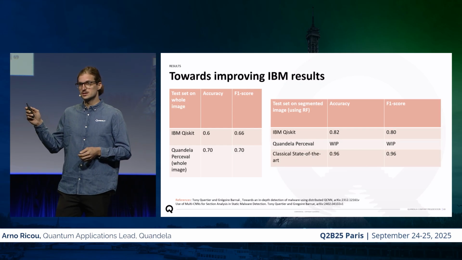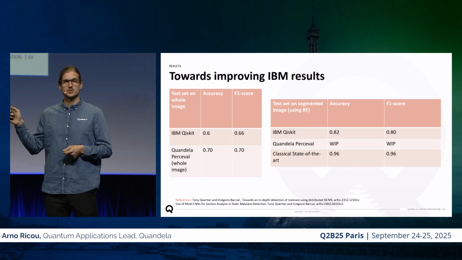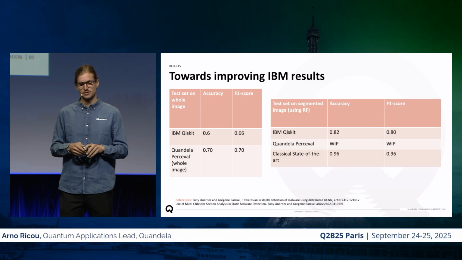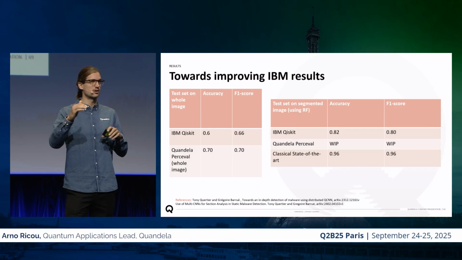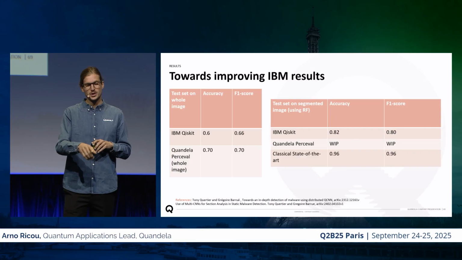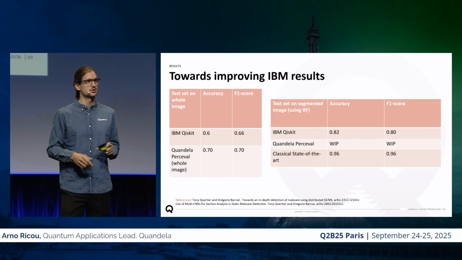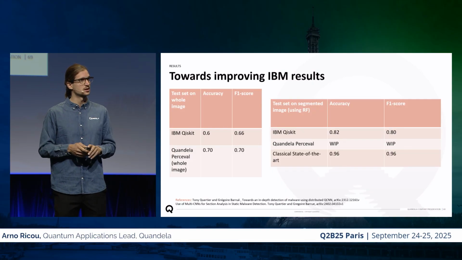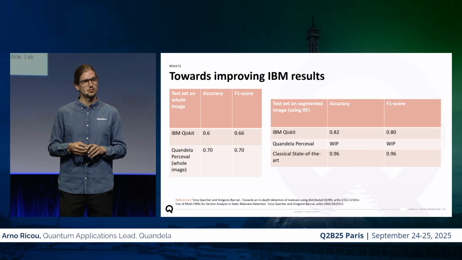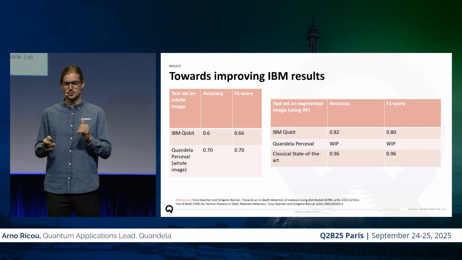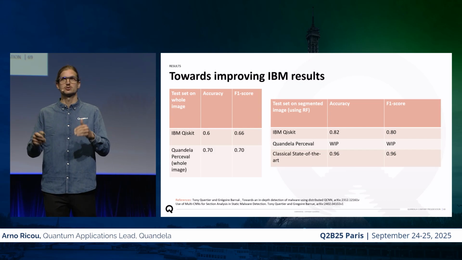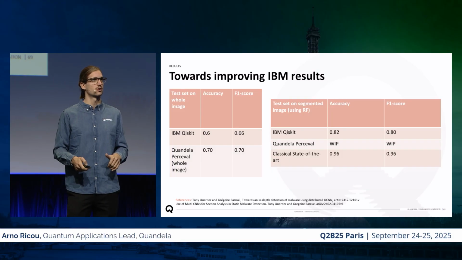What we target now is the score they managed to have on IBM devices, segmenting the image. It's 82% as accuracy and 80% as F1 score, whereas we see we're still far away from the classical benchmark. We believe, based on the results we had previously on the whole image, that we can reach maybe 90%, so outperform the IBM solution and maybe be a bit below the classical state of the art. But what we hope is that even if it's a bit lower accuracy, we use much fewer parameters, which makes the model much more resource efficient.